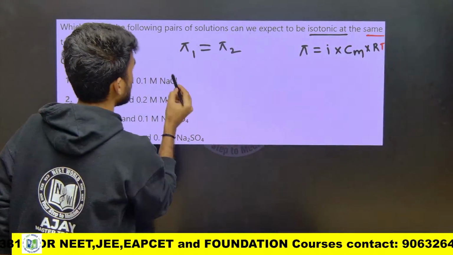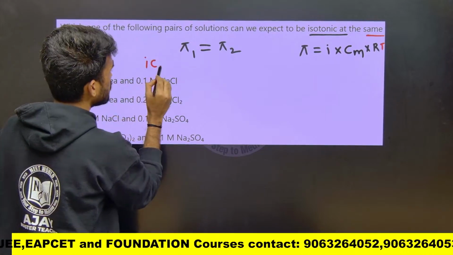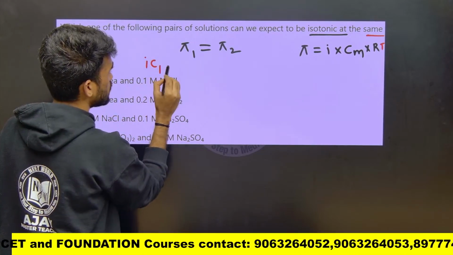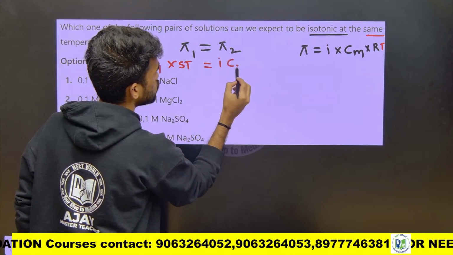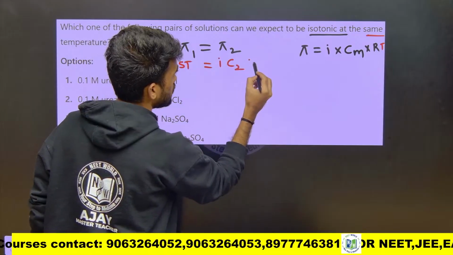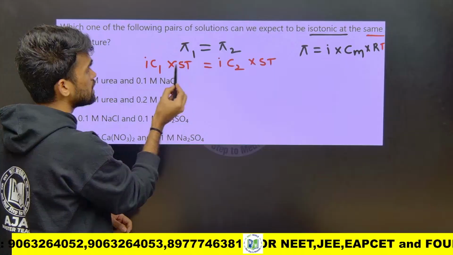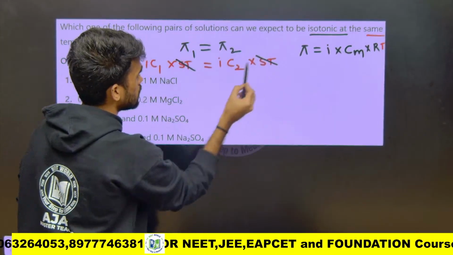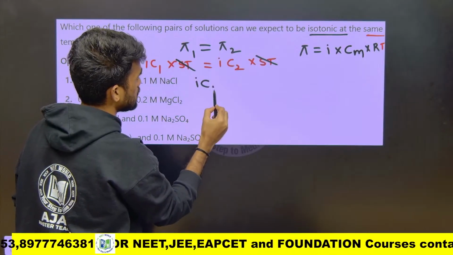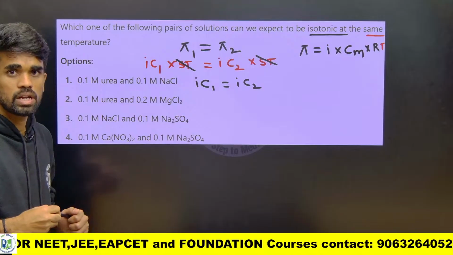So here I write i, molar concentration Cm. For the first solution, i1 C1 R T. Here also i2 C2 for the second solution concentration, and R T. Both R and T are constant and the same on both sides, so remove these two things. Now we just need to take i1 C1 equals i2 C2, that's it. If you simplify this, you will get the answer.